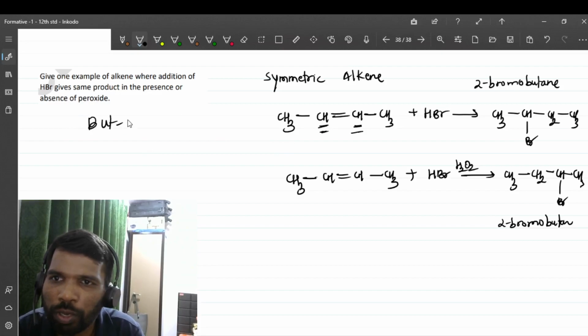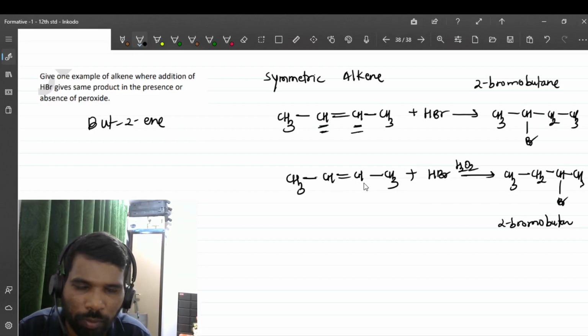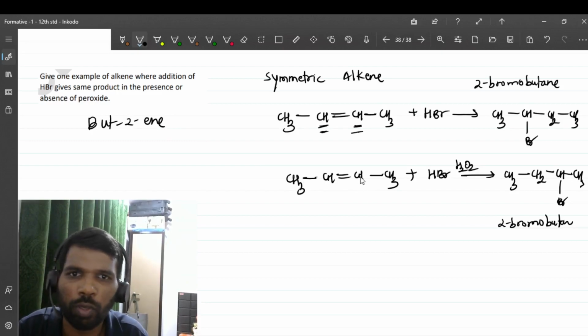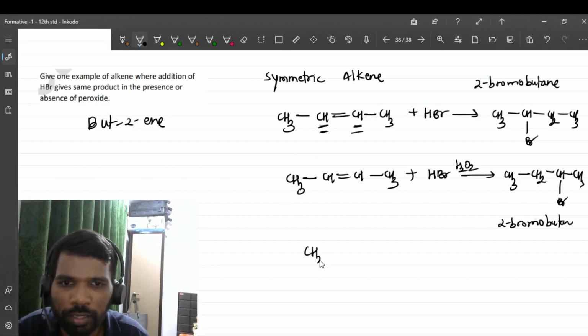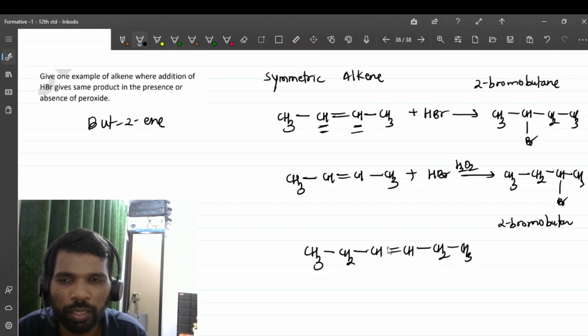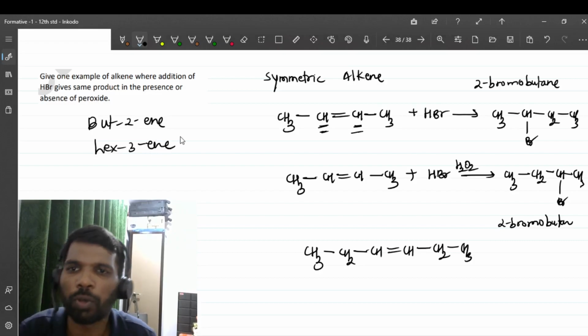It could be but-2-ene, or it could be hex-3-ene. Hex-3-ene is this: CH3, CH2, CH, CH, CH2, CH3. This is hex-3-ene. These are going to show you compounds like this.